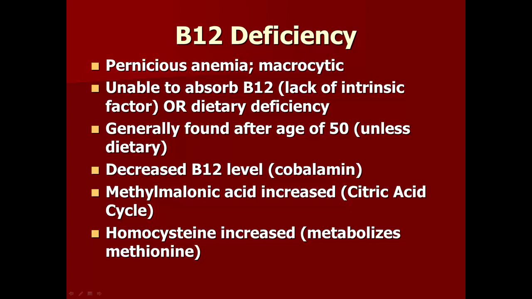So with vitamin B12 deficiency, you think about the ability to absorb vitamin B12, with that anemia being normochromic, macrocytic, excuse me. We're unable to absorb B12 either because we don't have an intrinsic factor, or it may be because we have a dietary deficiency, more likely in elders, and one of the ways we usually pick it up is through complaints of paresthesia.